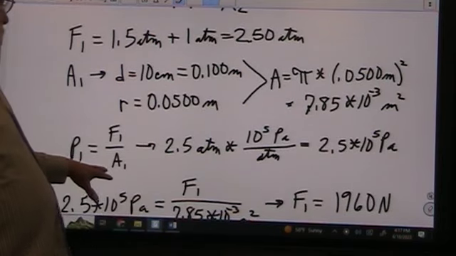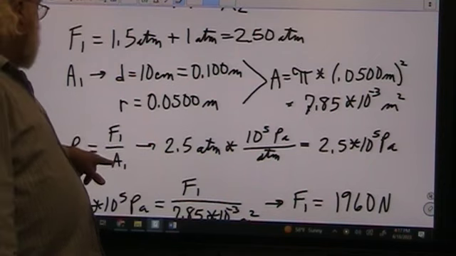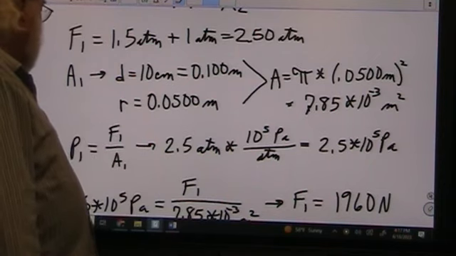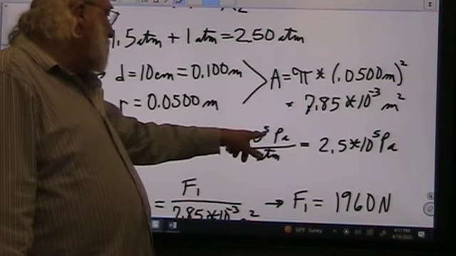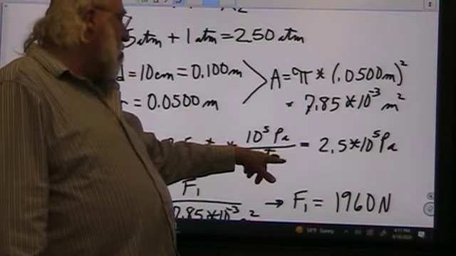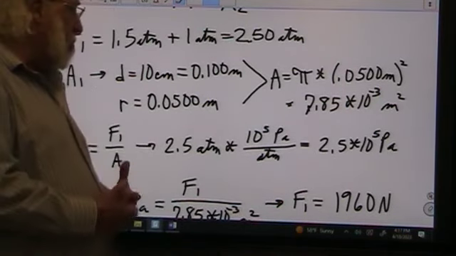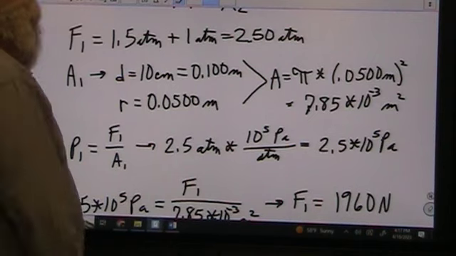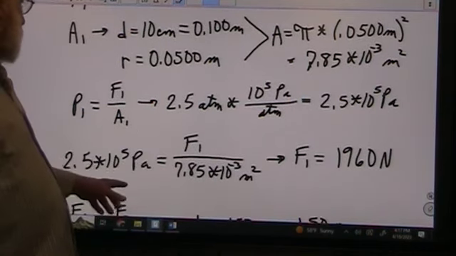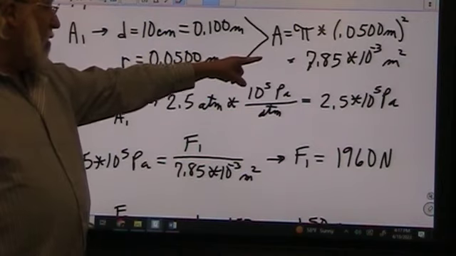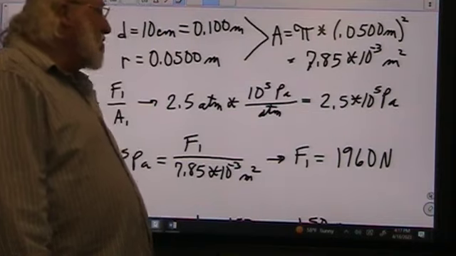The first pressure then is 2.5 atmospheres times 10 to the 5th pascals over atmospheres. Because pascals is the SI unit for pressure, we have to do that. Then we go ahead and plug it into this formula right here, solve for F1. The area we said is 7.85 times 10 to the negative 3 square meters, and we get 1,960 newtons.